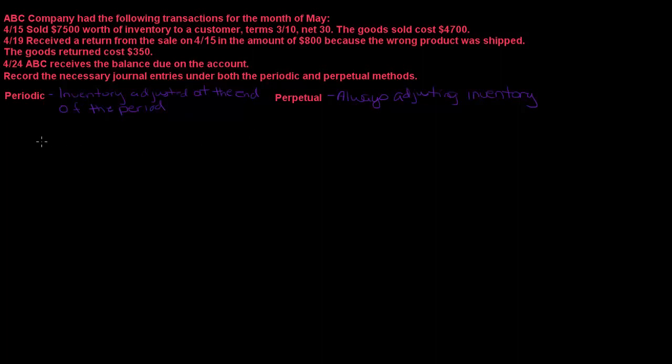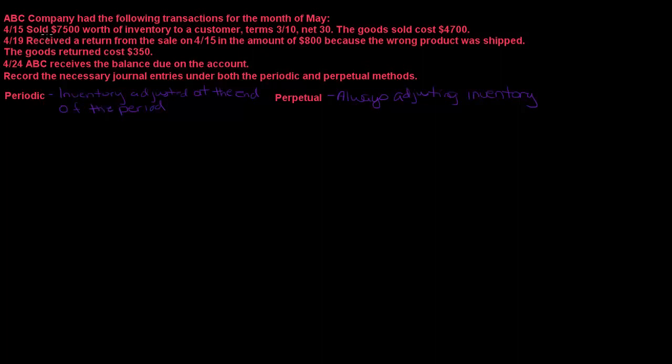So the periodic journal entries are actually really easy. They're very similar to the journal entries we had done before when we were dealing with a company that did not sell a product, that sold a service instead. So let's actually do periodic first, and we'll run through these three entries and see what they look like.